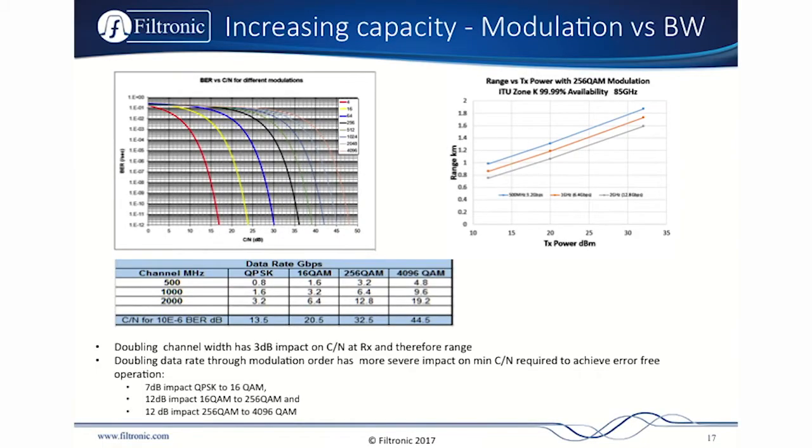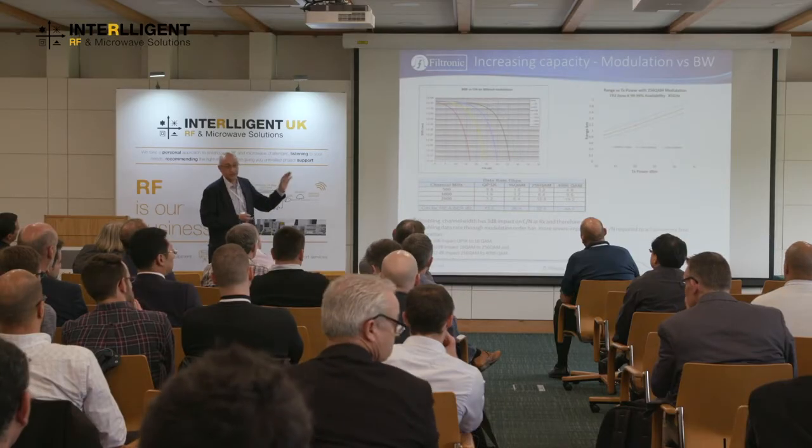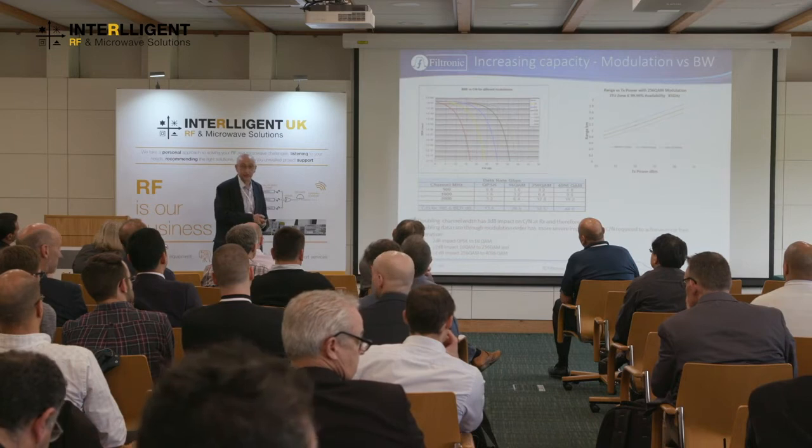So if we're talking about QPSK here, you want 10 to the minus 6 error, then you need a carrier to noise ratio of about 13.5 dB. If you increase that, so you want to double the capacity by going to a higher order modulation, you go to 16 QAM, then you need to go from 13.5 to 20.5. If you want to double it again to go from 16 QAM to 256, then you need to go from 20.5 to 32.5. This obviously has a dramatic impact on the range that's achievable.